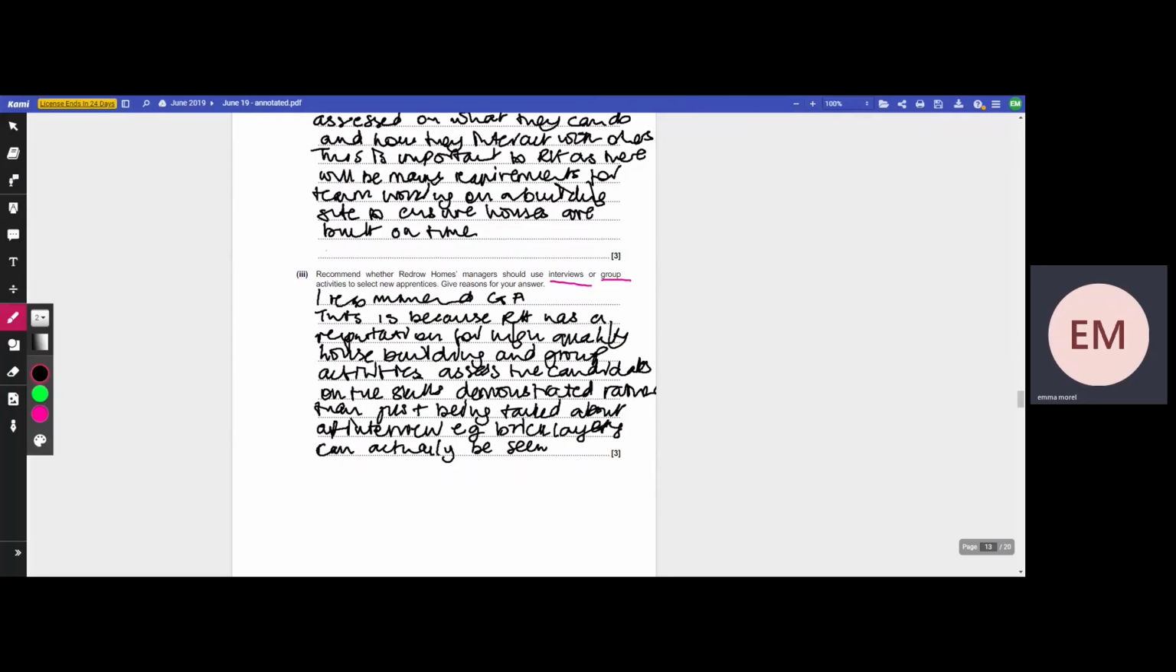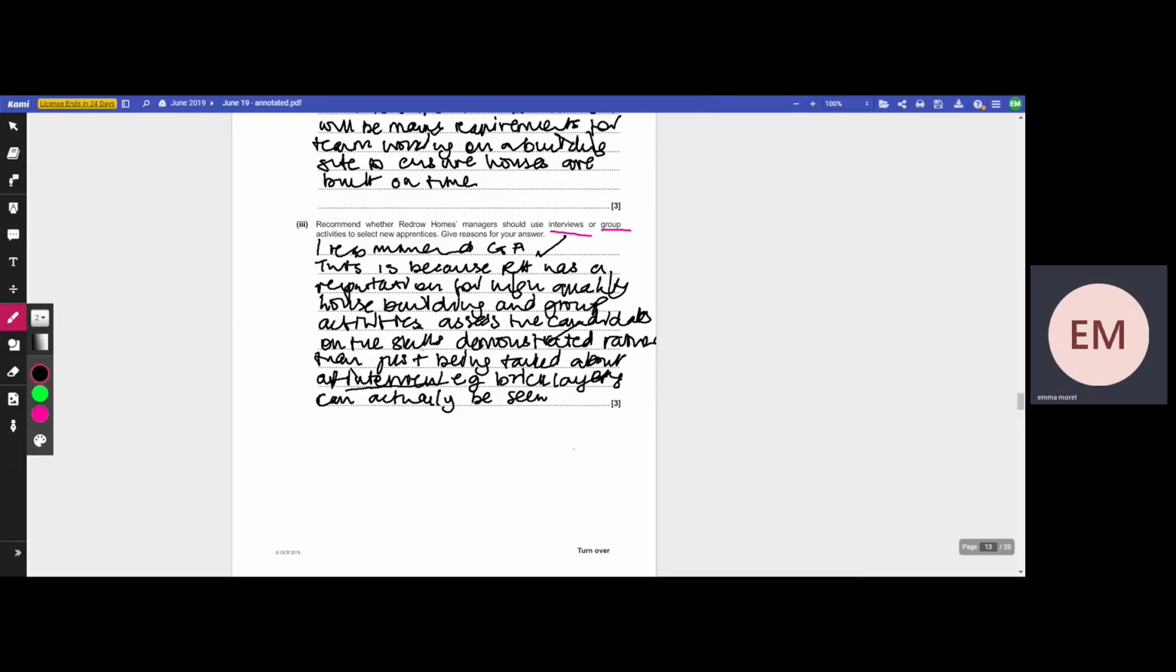So I'm going to get 3 marks for that because I've recommended, so I get 1 mark for my recommendation. I've said it's got a reputation for high quality house building. Group activities assess the candidates on the skills demonstrated rather than just being talked about at interview. So there's my comparison. I've written the word at interview as well. So that's the thing that you want to do. X is better than Y, or Y is better than X, okay, can actually be seen. And I'll get 3 marks. So let's move on.